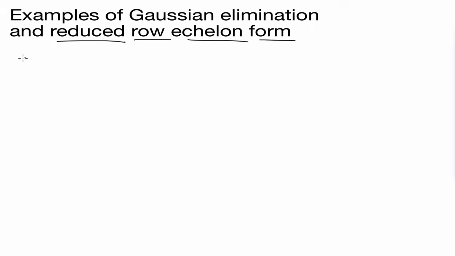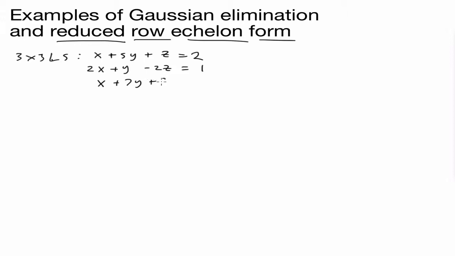Okay, so let's start with a linear system. We're going to do now a 3 by 3 linear system, and the linear system is x plus 5y plus z is equal to 2, and then we'll have 2x plus y minus 2z is equal to 1, and then finally the third line will be x plus 7y plus 2z is equal to 3.